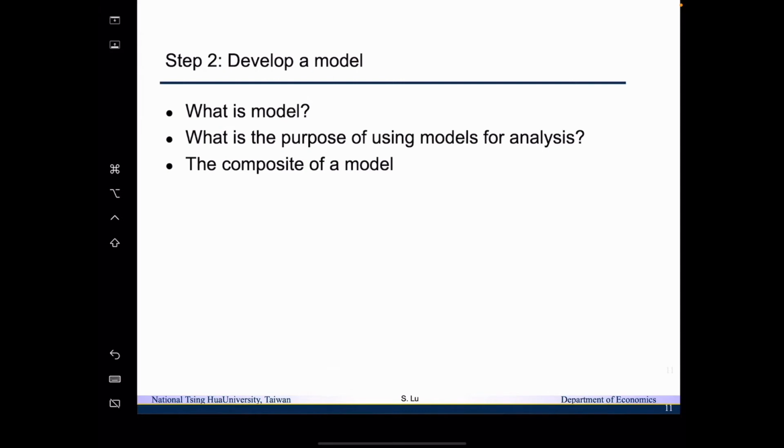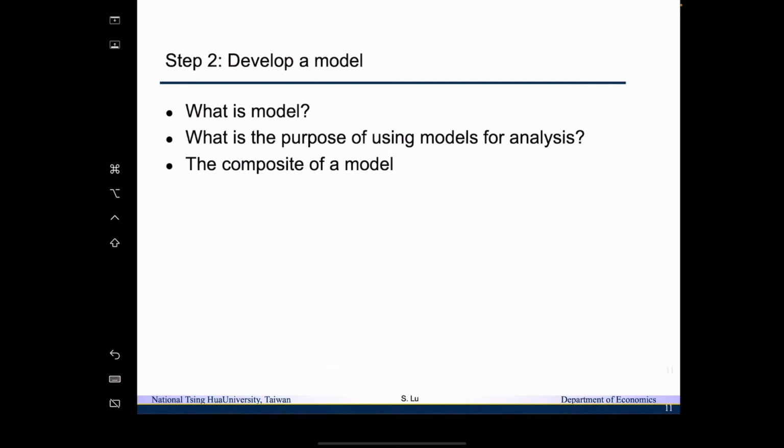So up to this point, we have a rough idea what is an economic model. We also know why we need an economic model. Then before we talk about the composite of an economic model in detail, I would like to go through the third step and the fourth step before I go into the details.